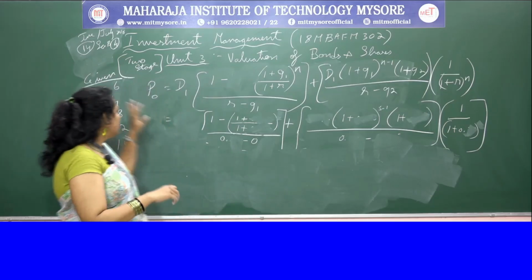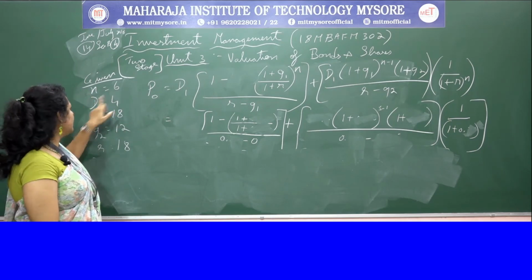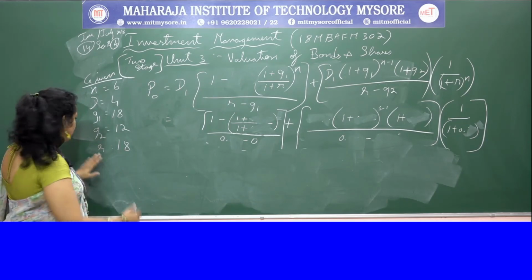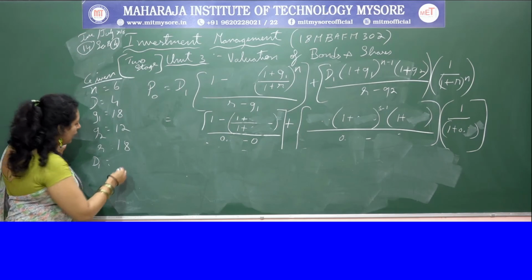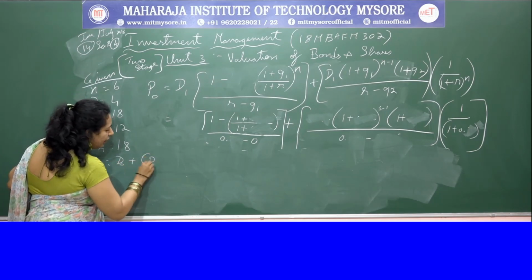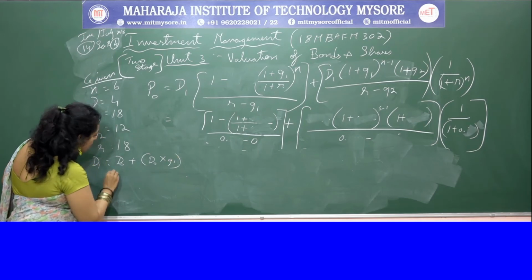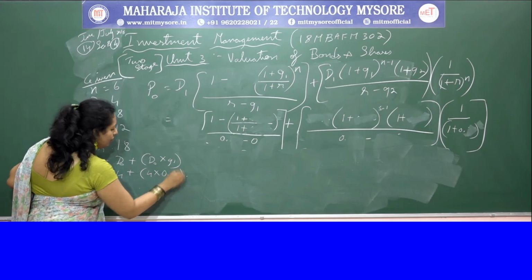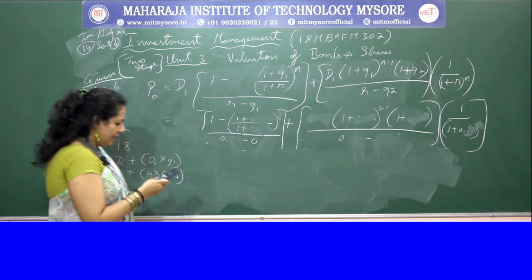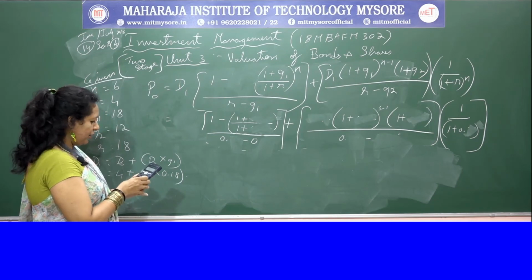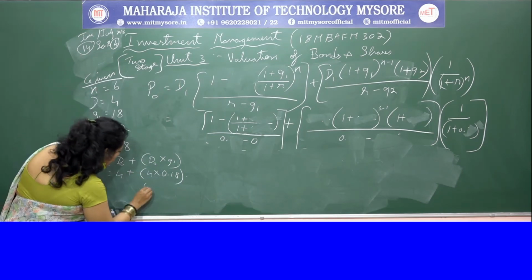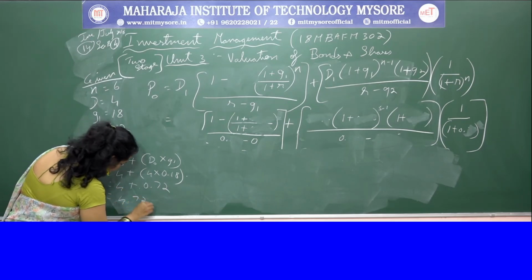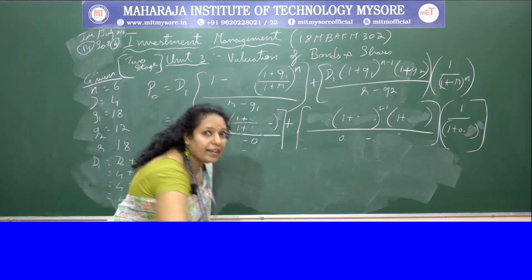So this is the question. I've written the given information. N is 6, D is 4, G1 is 18, G2 is 12, R is 18. So let's calculate D1 first. I'll write D0 plus D0 into G1. So 4 plus 4 into G1, which is 0.18. I'll take my calculator and calculate 4 into 0.18. It is 0.72. So 4.72 is D1.